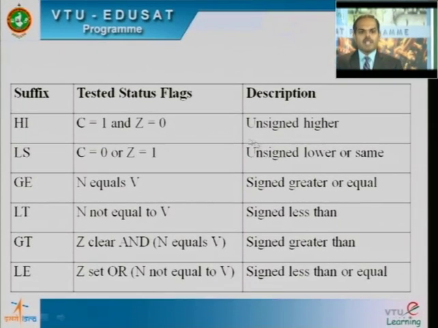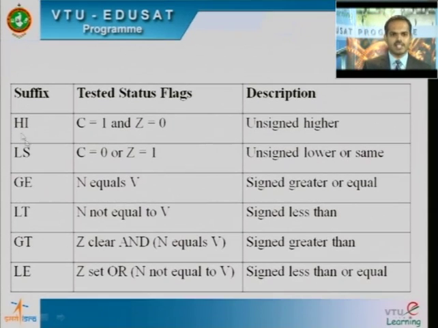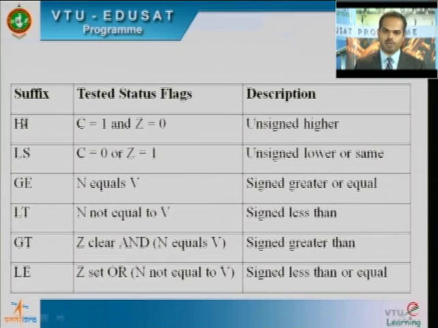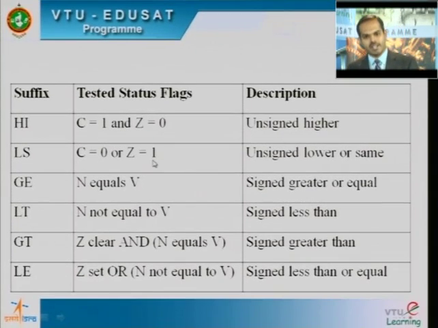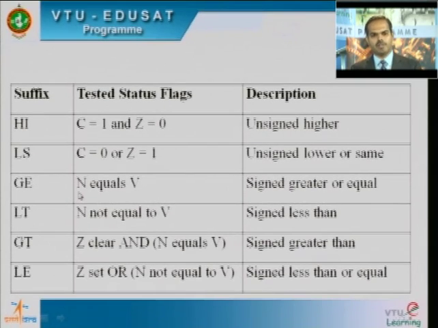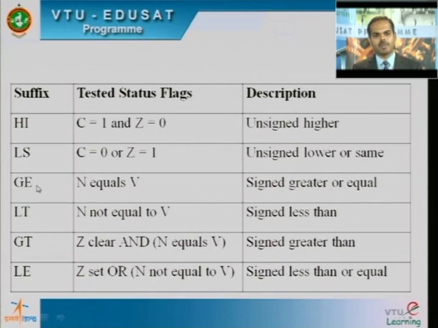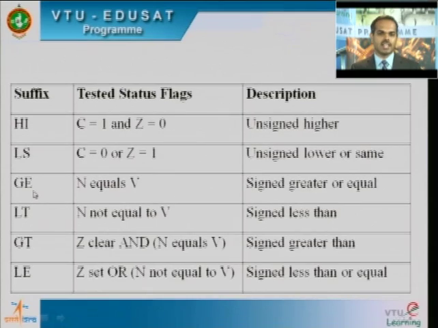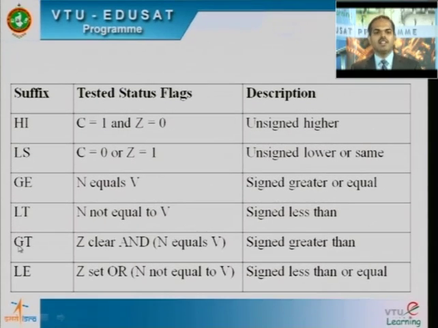Now there are other possible suffixes such as HI. It is an unsigned higher. LS, lower or same, is again an unsigned operation. HI looks at the flags C equal to 1 and Z equal to 0. That is, carry should be 1 and Z equal to 0, then this HI condition becomes true. For the LS condition, carry should be 0 and Z has to be 1, that is unsigned lower or the same. The other flags, a combination of N and V, give the other condition codes: GE, LT. GE stands for signed greater or equal, LT for signed less than, GT for signed greater than, LE stands for signed less than or equal.